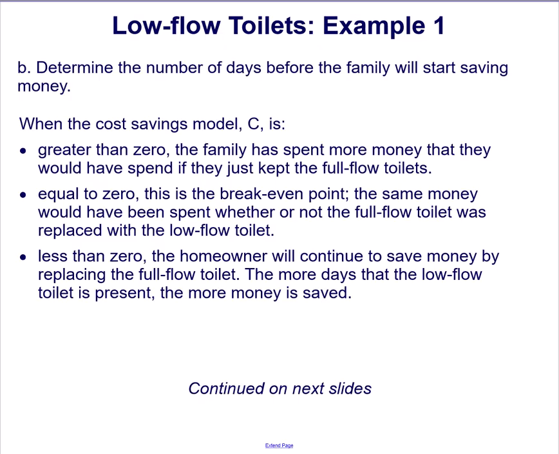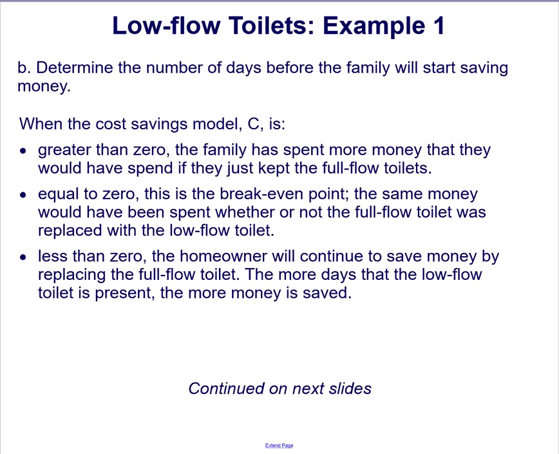Let's continue on with example number 1 by looking at part B. In part B, we are to determine the number of days before the family will start saving money. Now there are 3 observations we're going to make about this cost savings model that we just developed. The first observation is that when C is greater than 0, the family has spent more money than they would have spent if they just kept the full flow toilets.